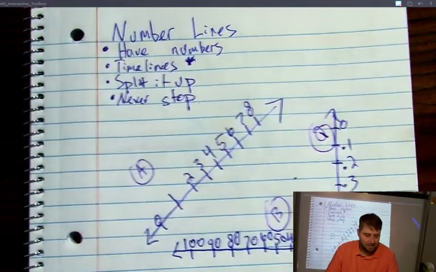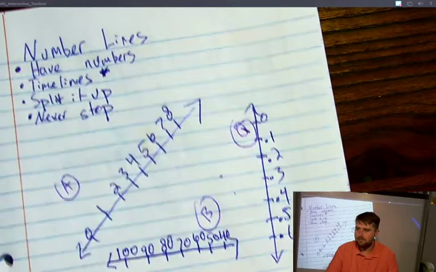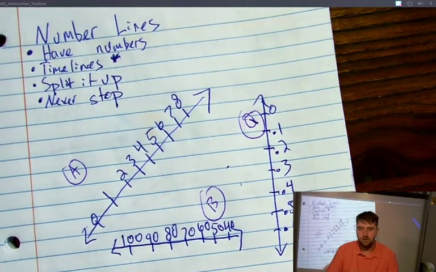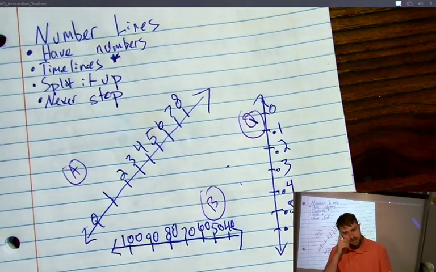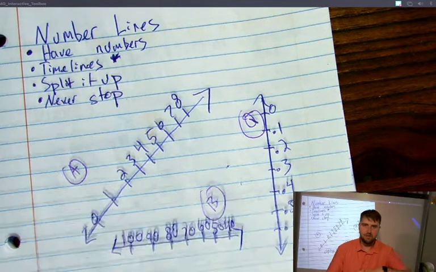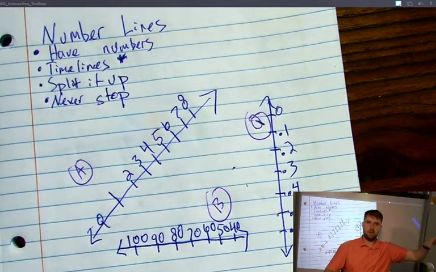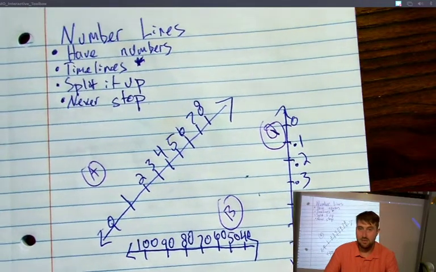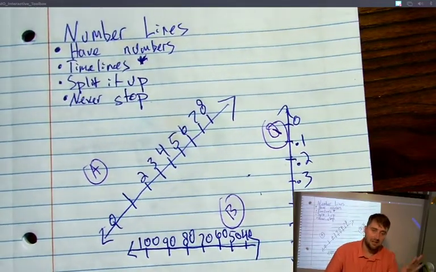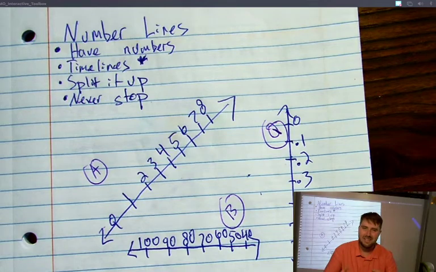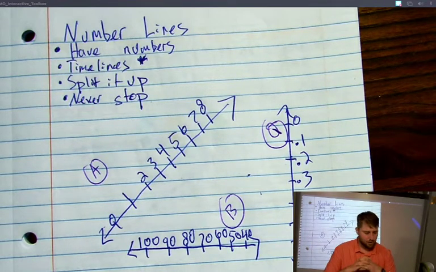And they never stop. So thinking about a timeline, our timelines never stop. There's always another day moving forward. Our timeline wouldn't stop in 2021 just because that's where we're at. There's going to be another year after that. So timelines never stop, which means our number lines never stop, even though what we capture is only a piece of it.